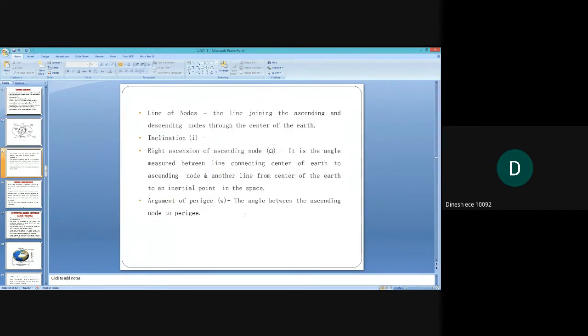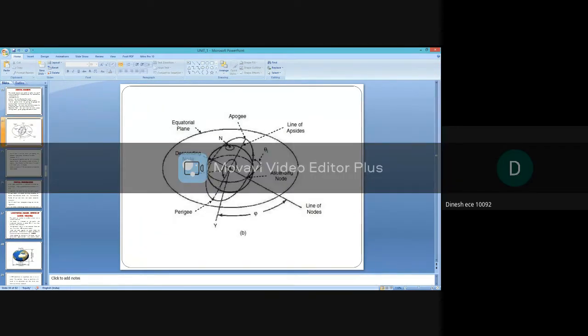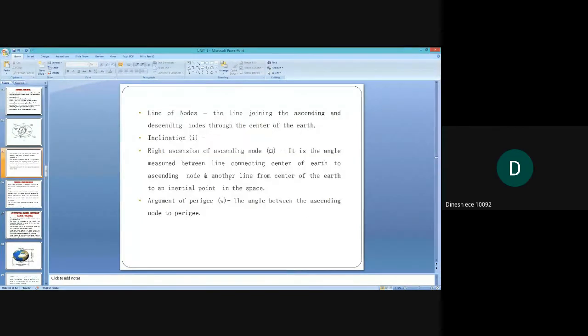Then the argument of perigee is the angle between the ascending node and the perigee. This is omega, the angle between the ascending node and the perigee, which we call the argument of perigee, denoted by omega.